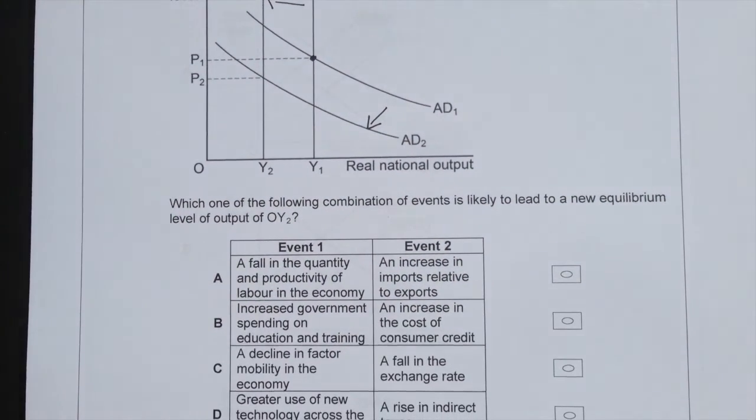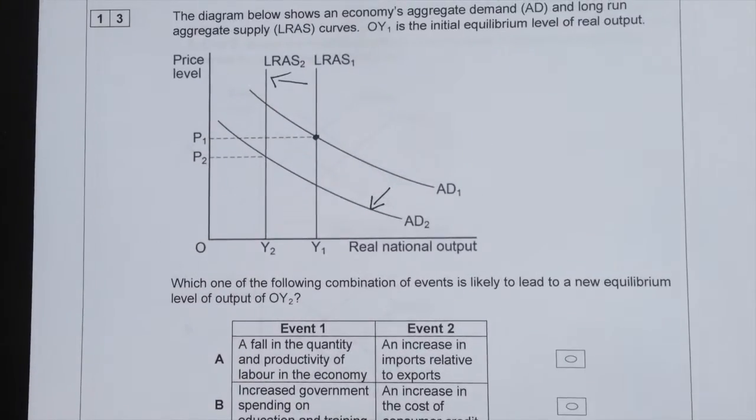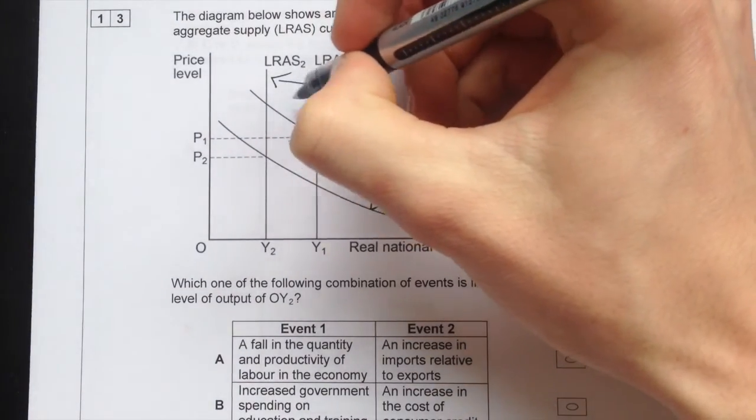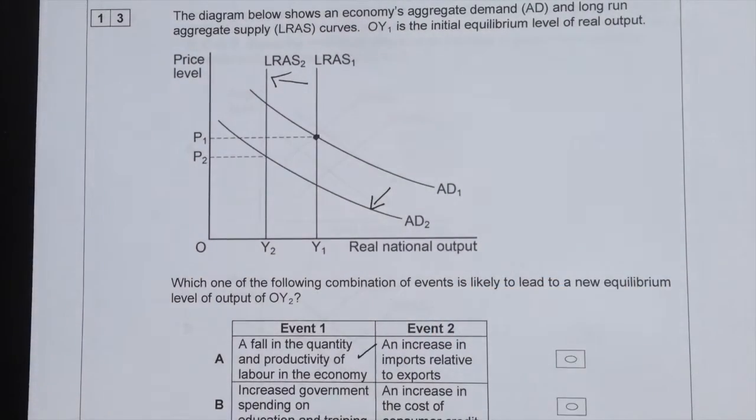So A asks, event 1 is a fall in the quantity and productivity of labour in the economy. That would cause our LRAS curve to shift that way. So that is correct for that one.